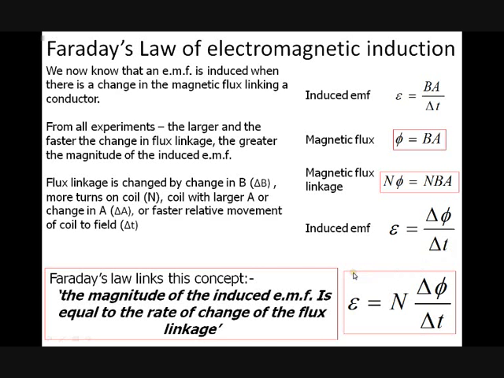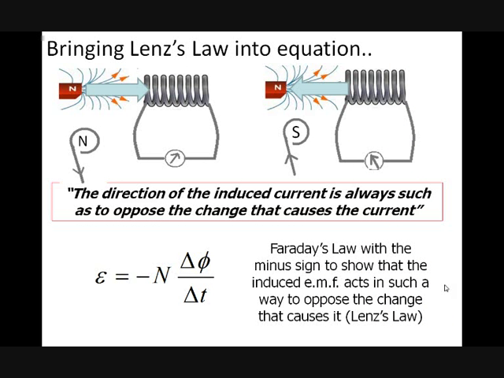And the one that you're given on the formula sheet is the change in flux linkage. So we've got N phi over delta t. And this links directly with Faraday's law. The magnitude of the induced EMF is equal to the rate of change of the flux linkage. So the induced EMF is equal to the rate of change, there's your delta t, of flux linkage, N delta phi.